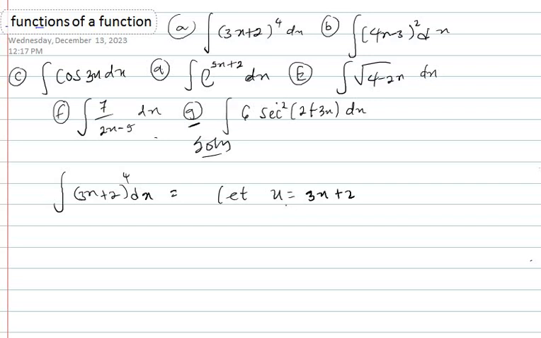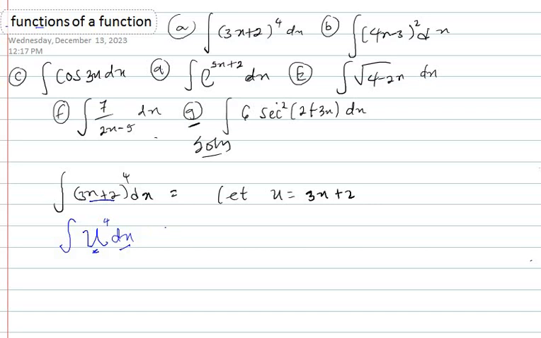Since u is equal to this, our equation will become the integral of u raised to the power of 4 dx. But one thing you need to understand is that here is u and here is dx, with respect to x. There is no way you can integrate u with respect to x, rather than finding du, so that you can integrate u with respect to u.